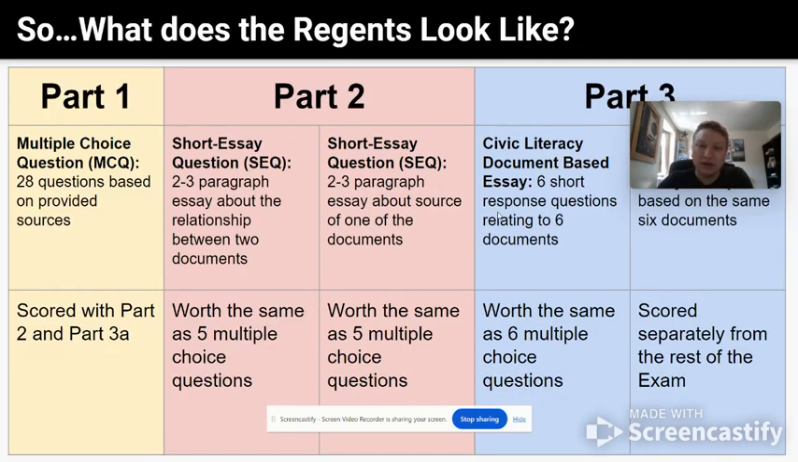So I know this is overwhelming, but the entire Regents is broken down into 3 parts. The first part is multiple choice. The third part is about the civic literacy essay, which you can see in a different video. But the part we're talking about today is Part 2, the short essay questions. Specifically, we're going to be talking about SEQ 1.